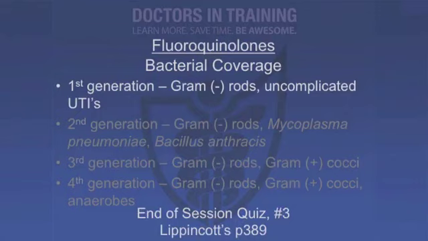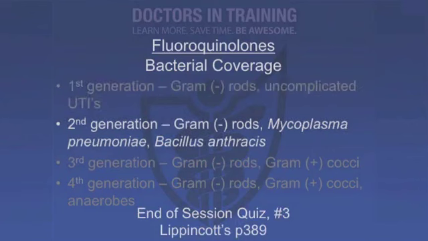Next question, match the fluoroquinolone generation with its bacterial coverage. Again, we've already covered this a couple of times, but it's really important, it's really clinically useful. First-generation fluoroquinolones are very rarely used, but they can be used for gram-negative rods and uncomplicated UTIs. Second-generation drugs will still cover the gram-negative rods. They'll cover mycoplasma and also Bacillus anthracis.